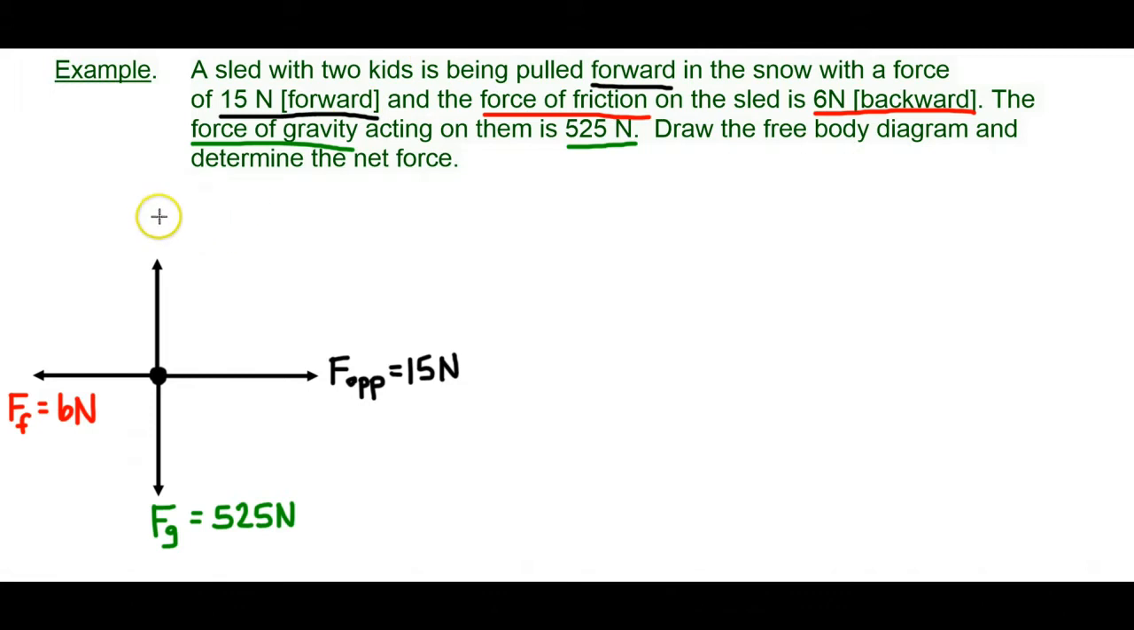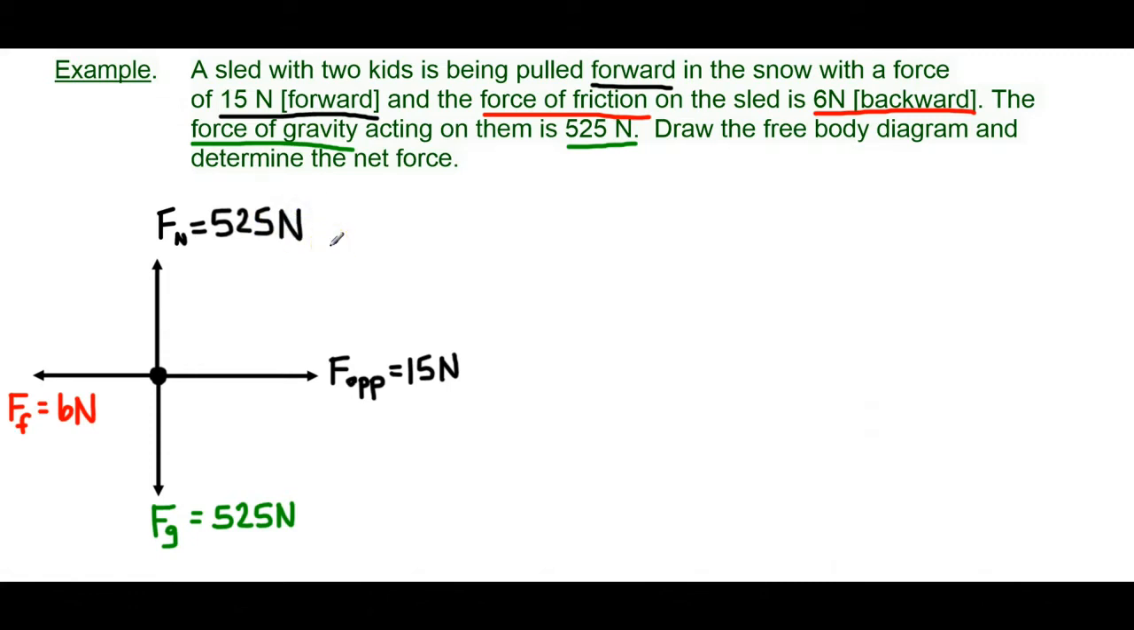So we just have to keep that in mind, that anytime we are dealing with any object that's on the ground, this normal force will be balancing our gravity. So therefore, they don't tell us a number, but if it's balancing gravity in the opposite direction, we know that it's going to be 525 newtons in the up direction.